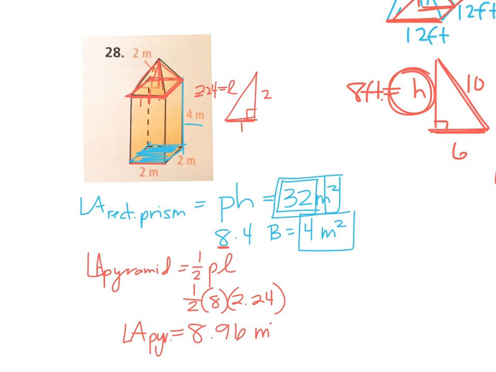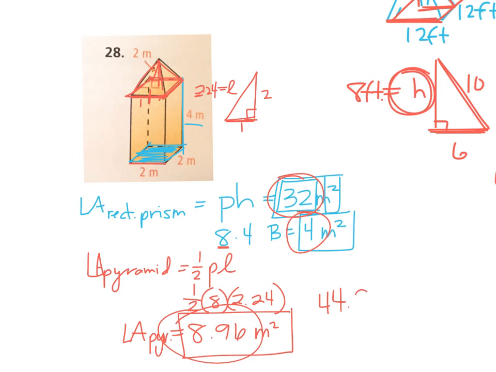Okay, and square meters. So what we're doing is we're taking this and this and this and adding it all together, and that would make up the surface area. So 32 plus 4 plus 8.96 is 44.96. And what do they ask us for here? 28, to the nearest whole number. That would be about 45 square meters. Okay, that's it.